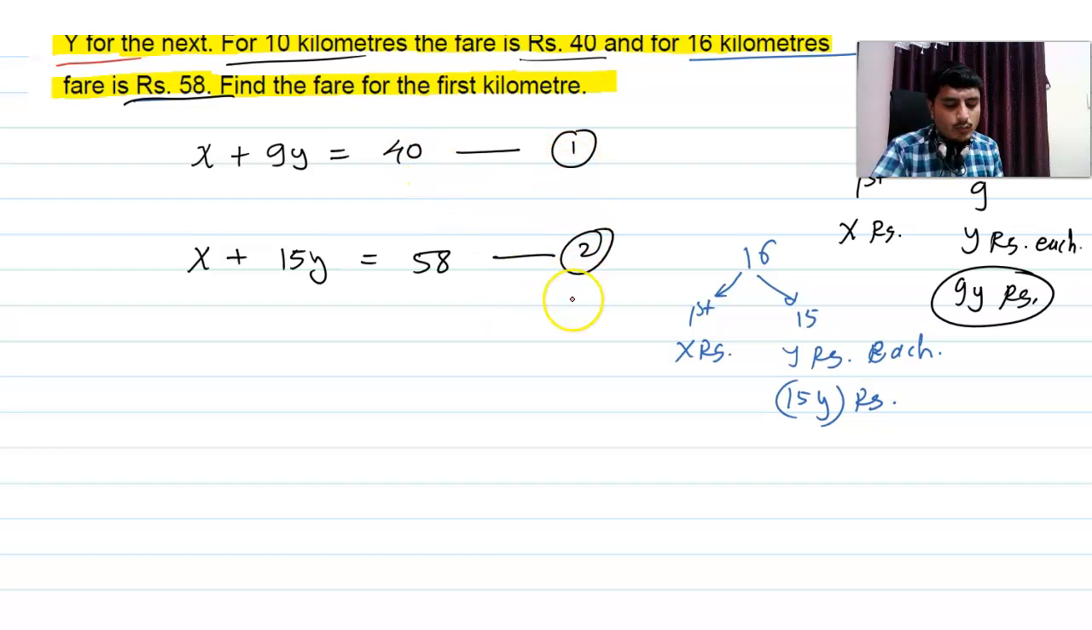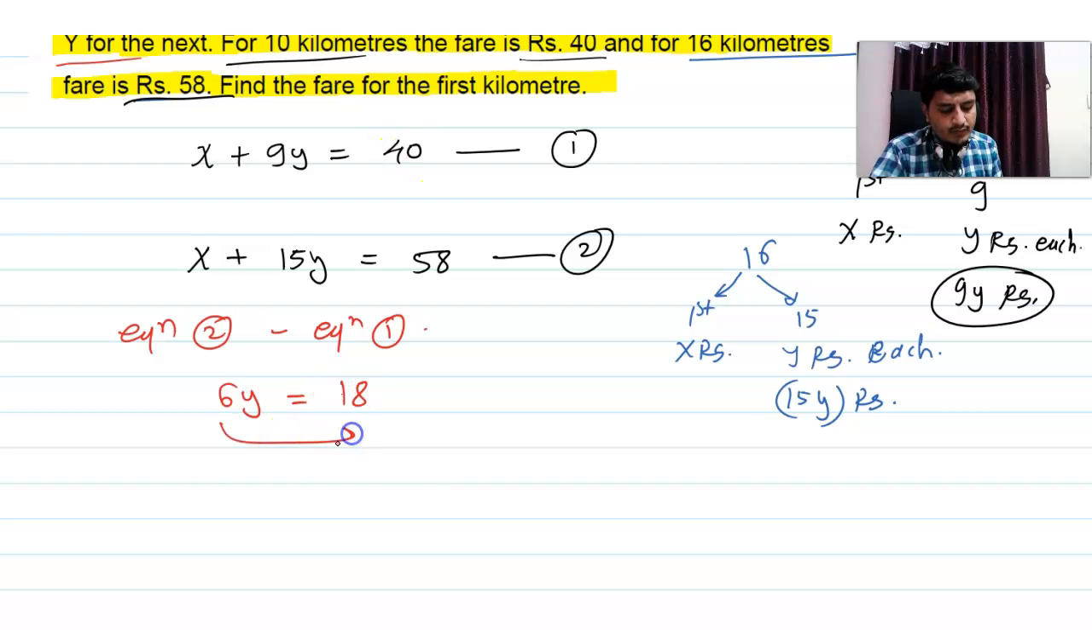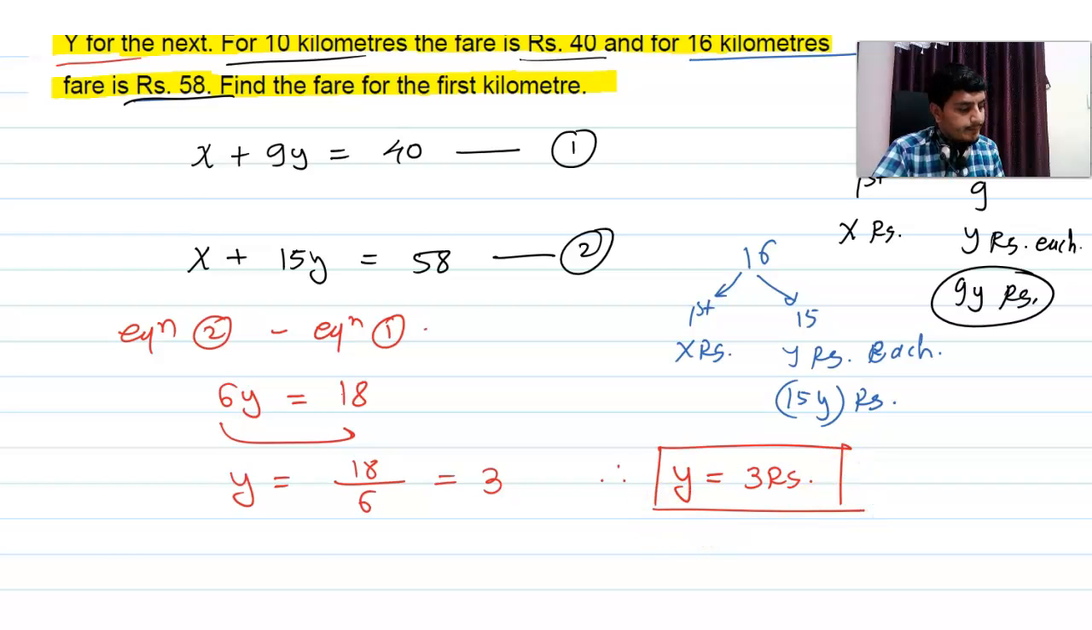After equations 1 and 2, both have the same coefficient of variable x, that is 1 and 1, with the same sign, plus and plus, so we subtract equation 1 from 2. That means I write equation 2 minus equation 1. x minus x is 0, cancelled. 15 minus 9 gives 6y, equals 58 minus 40, which is 18. Shifting the 6 from LHS to RHS, the value of y becomes 18 divided by 6, that is 3. So we have to pay rupees 3 for each kilometer after the first kilometer.